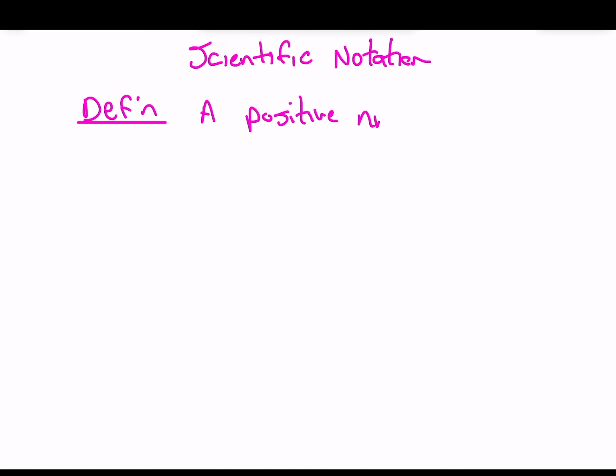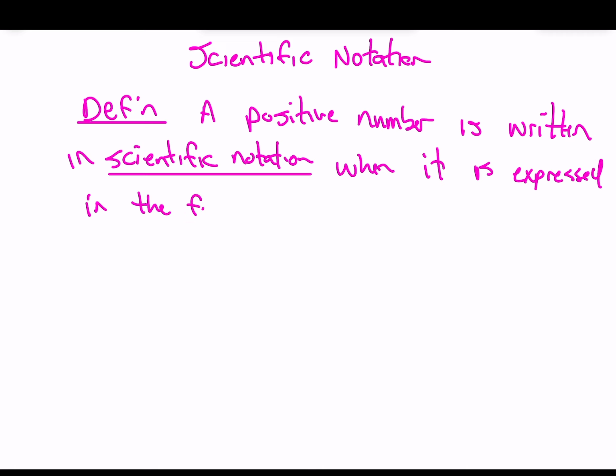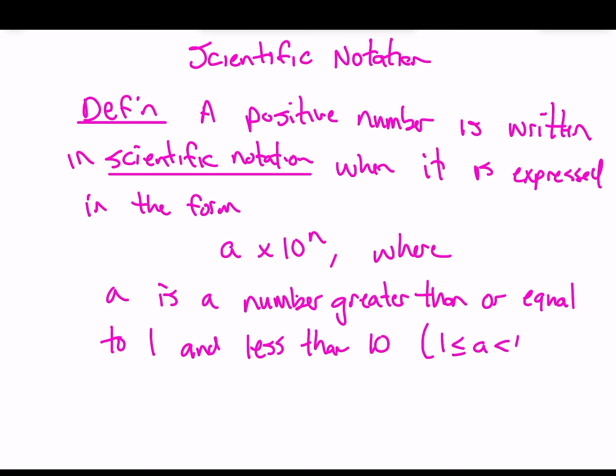A positive number is written in scientific notation when it is expressed in the form a times 10 to the n power, where a is a number greater than or equal to 1 and less than 10, what it looks like as an inequality, and n is an integer.